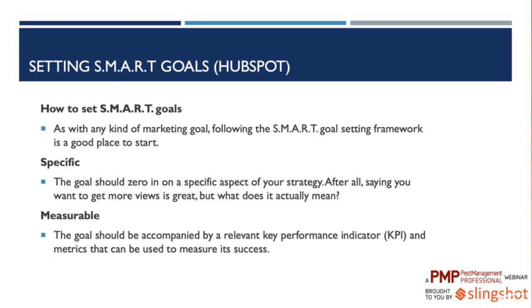So one thing you want to do is set goals. HubSpot calls it SMART goals. As with any kind of marketing goals, following the SMART goal setting framework is a good place to start. Specific: the goal should zero in on a specific aspect of your strategy. After all, saying you want to get more views is great, but what does that actually mean? Measurable: the goal should be accompanied by a relevant key performance indicator and metrics that can be used to measure success.